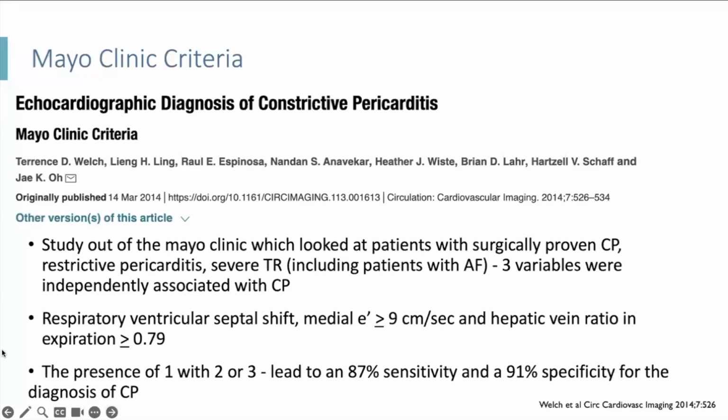So if you have respiratory ventricular septal shift and medial E prime, different sources say different numbers, but in general 8 to 9 centimeters per second, and/or hepatic vein expiratory diastolic flow reversal ratio more than 0.79. If you have the first one with one of the other two, you have an 87% sensitivity and 91% specificity for the diagnosis of constrictive pericarditis, and you can make the diagnosis confidently without the need for heart cath. If you have all 3, the specificity goes even higher, but at the expense of sensitivity, which drops down to about 64%.